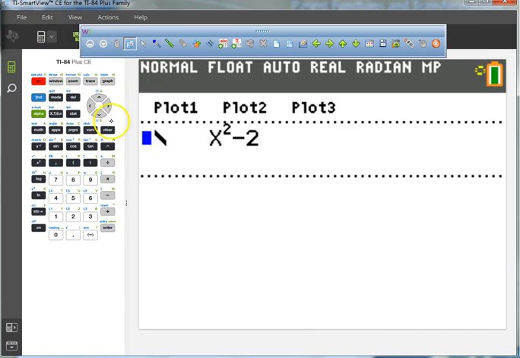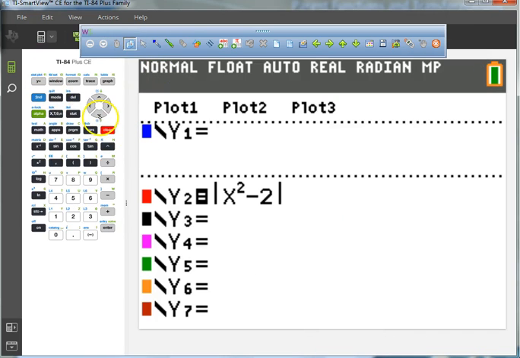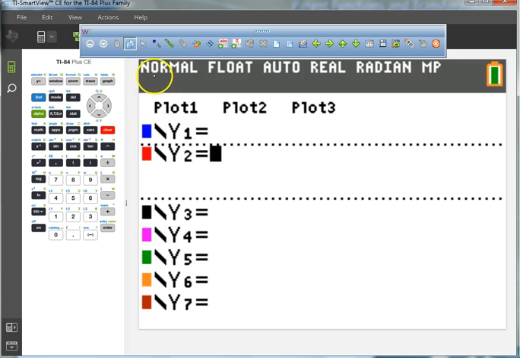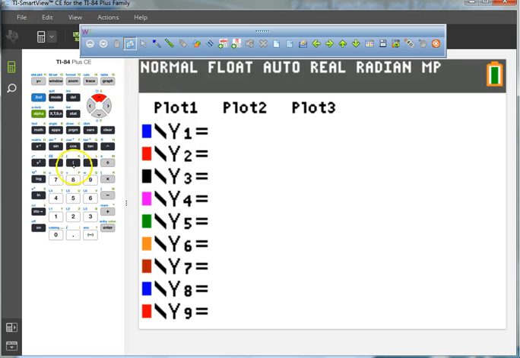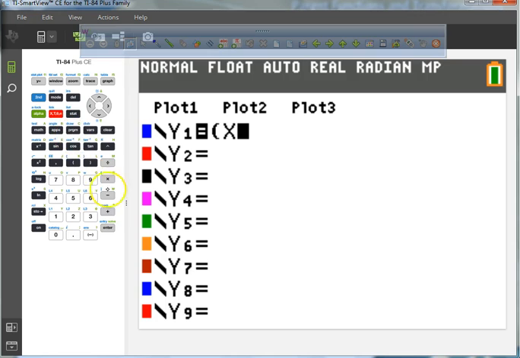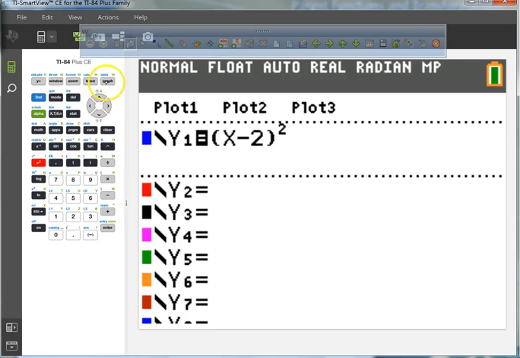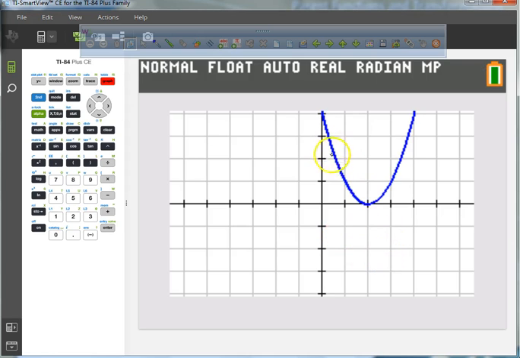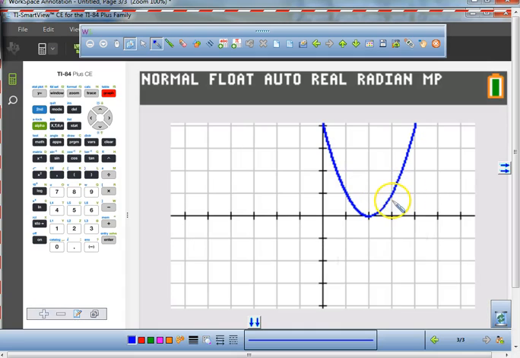Alright, now, go to y equals. Clear this out. Clear this out. We're going to go right now to parentheses x minus 2 squared. You're going to hit graph. So you can see this is a what? Horizontal translation, 2 units to the right. 2 units to the right. That's what the graph looks like.